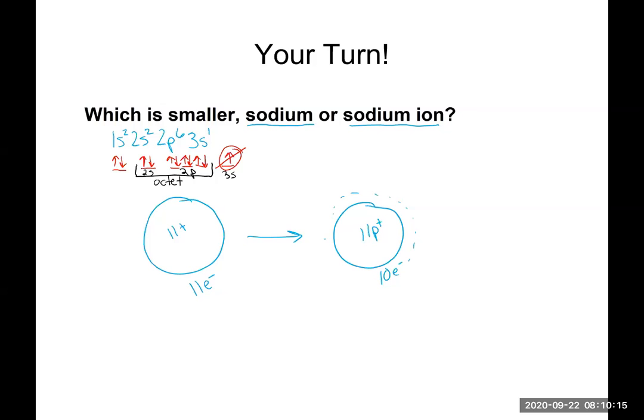So where you used to have an atomic radius that was this big, you now have an atomic radius that is decreased because n equals 3 is now gone. N equals 2 is now the outer shell. So the atomic radius is going to be smaller for the sodium ion.